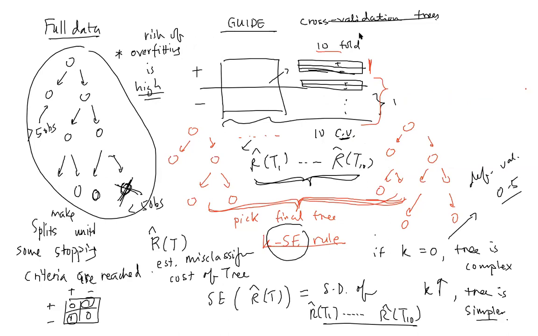Now suppose T star minimizes this. Among these trees, suppose there's one of them, let's say this one, that minimizes this. It's basically saying that one of these trees has the smallest misclassification cost.